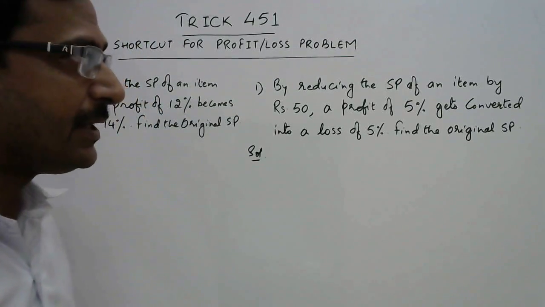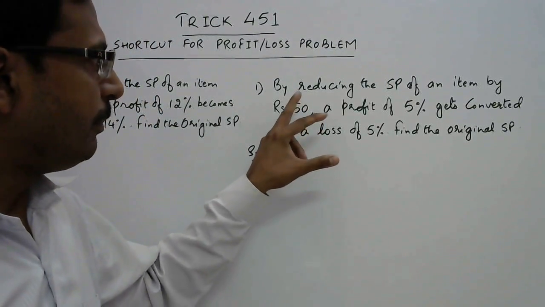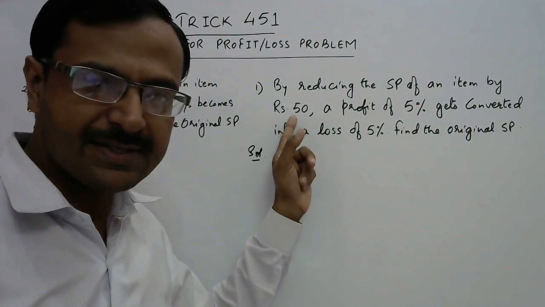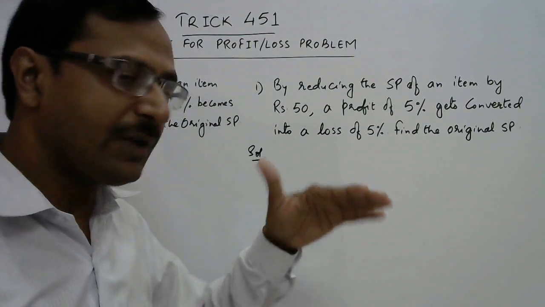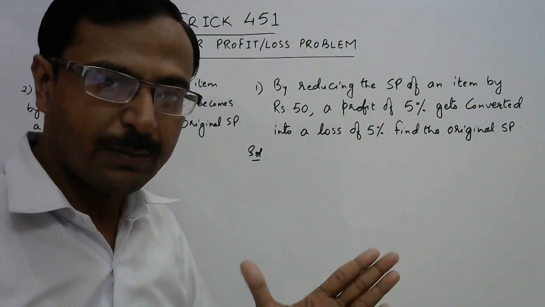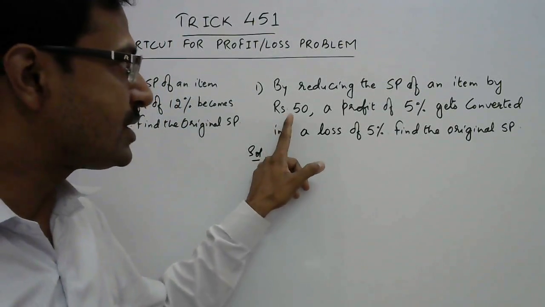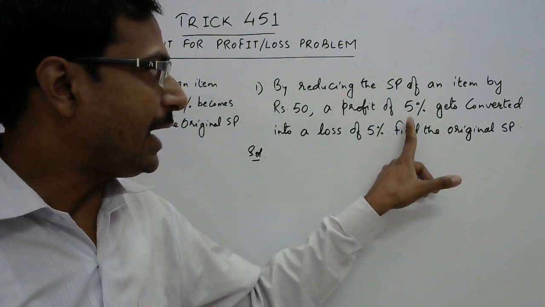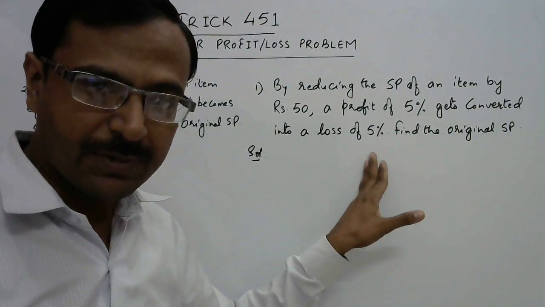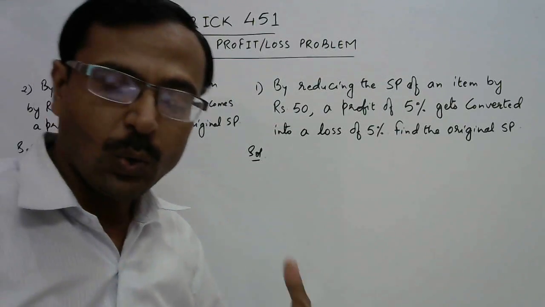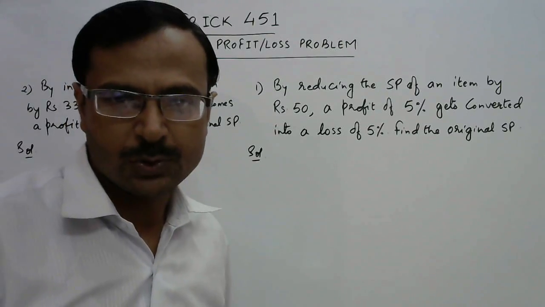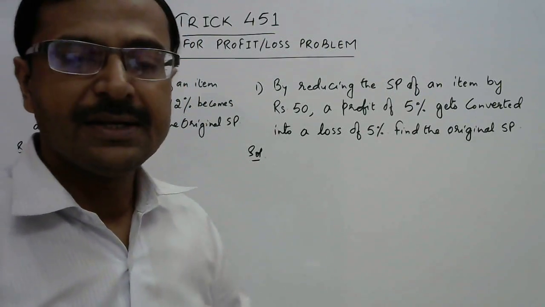Now the problem goes like this. By reducing the selling price of an item by a particular amount, in this case 50 rupees, a profit of 5% gets converted into a loss of 5%. Earlier there used to be a profit of 5%, but once we have reduced the selling price, that profit of 5% becomes a loss of 5%. Now we need to find the original selling price, or you can be asked to find the cost price of the item also. So how to find the original selling price?